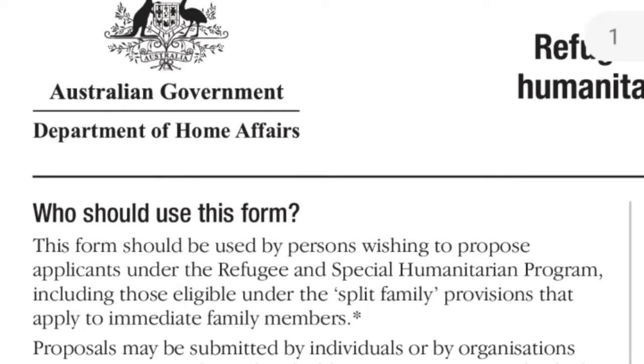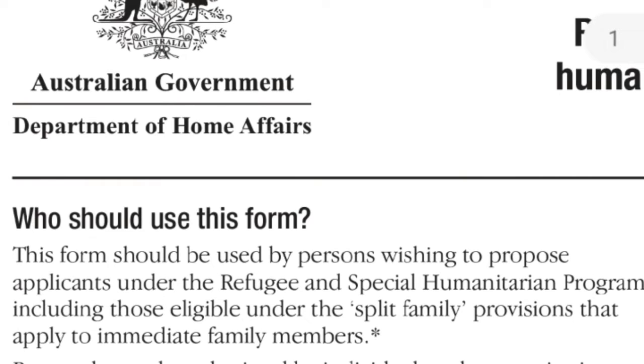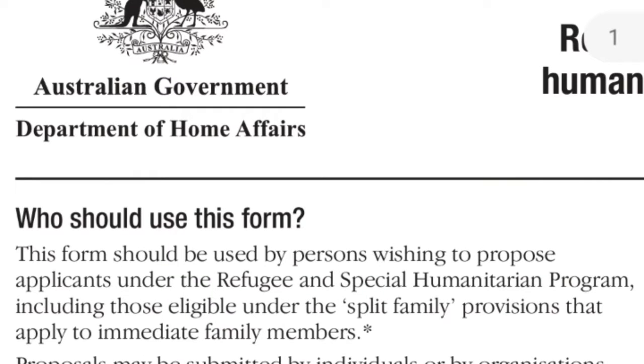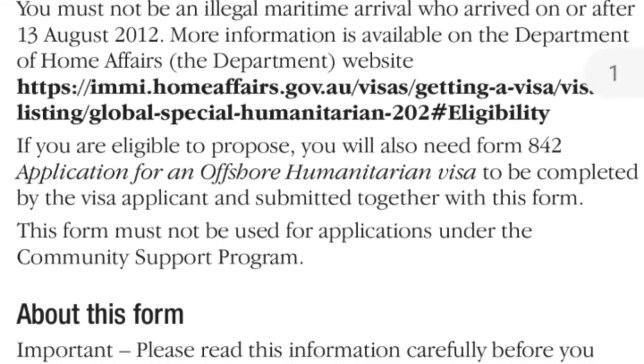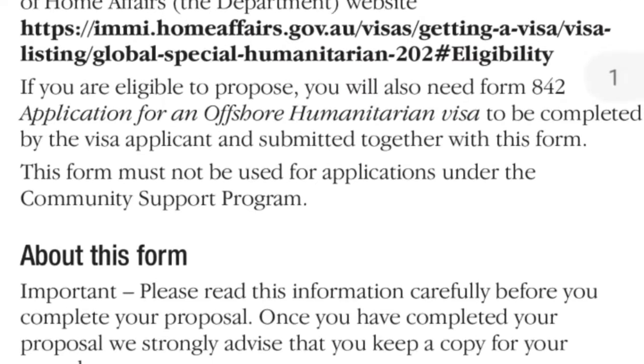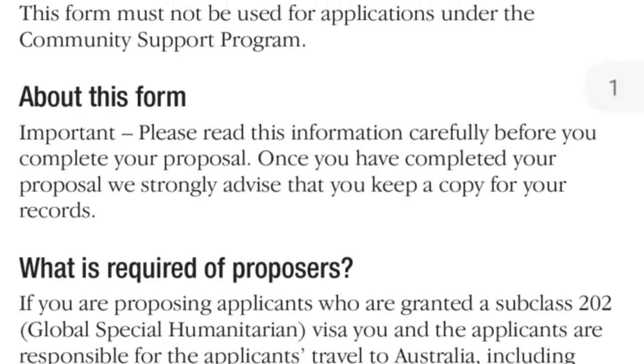This form should be used by persons wishing to propose applicants under the Refugee and Special Humanitarian Program, including those eligible under the split family provisions that apply to immediate family members. Proposals may be submitted by individuals or by organizations operating in Australia. To be eligible to propose as an individual, you must be an Australian citizen or a permanent resident of Australia, or an eligible New Zealand citizen.